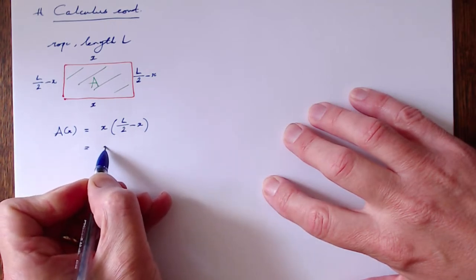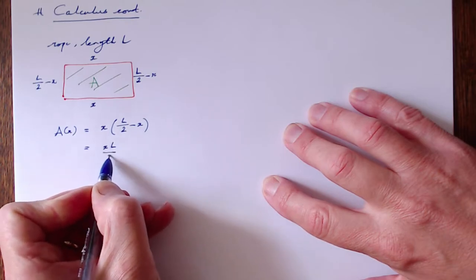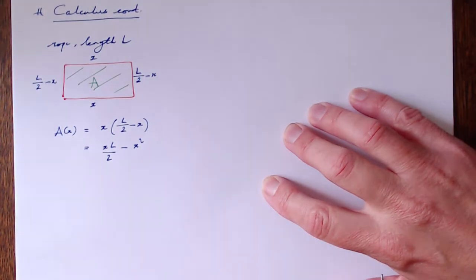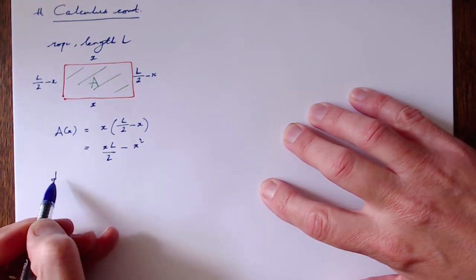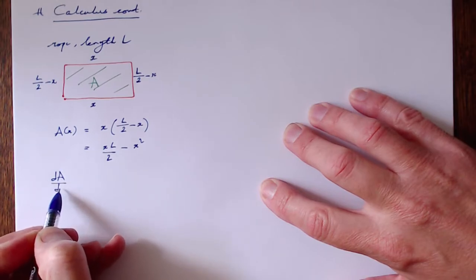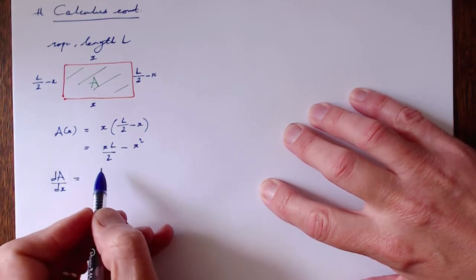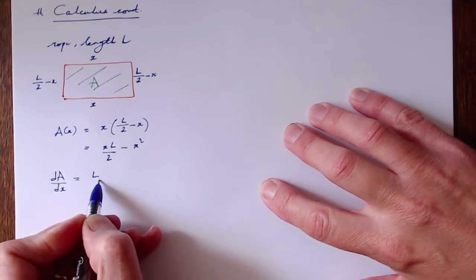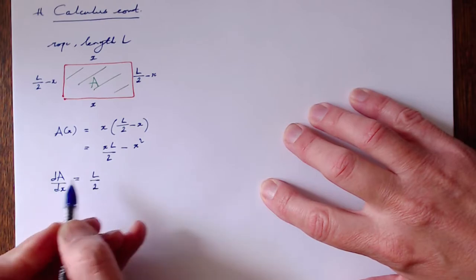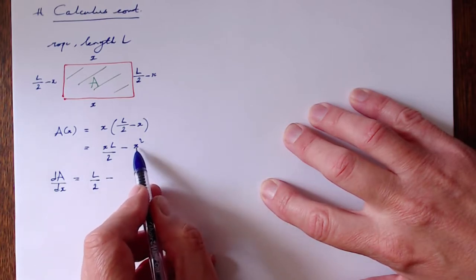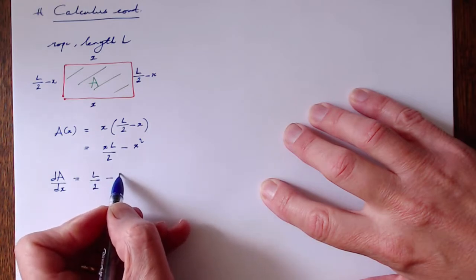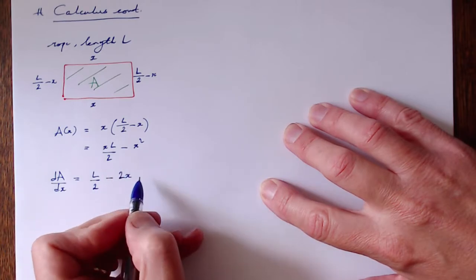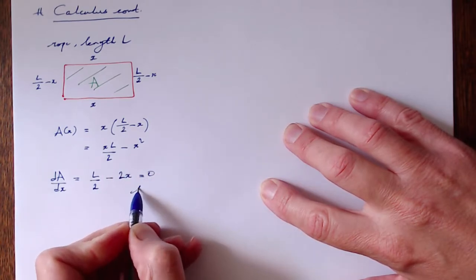So let's just multiply out the bracket so that we can see what we're dealing with here. We have x times L divided by 2 take away x squared, and I now want to differentiate the area with respect to x. So I get the derivative now. If I differentiate the first term, it's just a constant times x, so the derivative will just be that constant. Differentiate the second term, the derivative of x squared is 2x. So this is my derivative, and I want to set this equal to 0 for the stationary point.